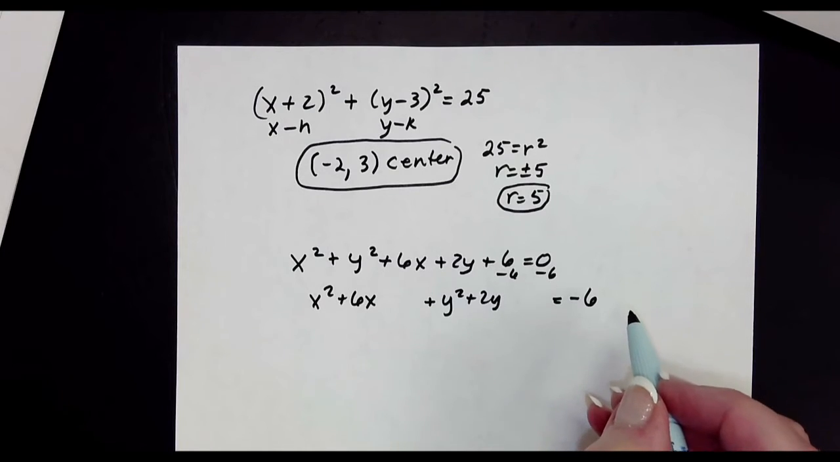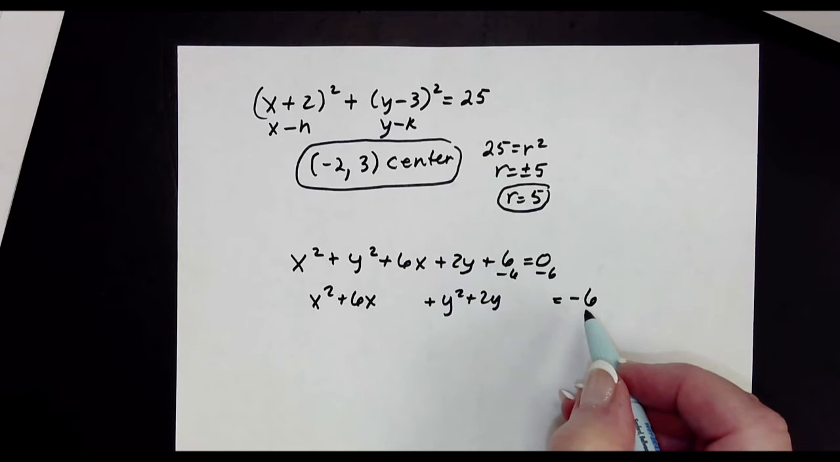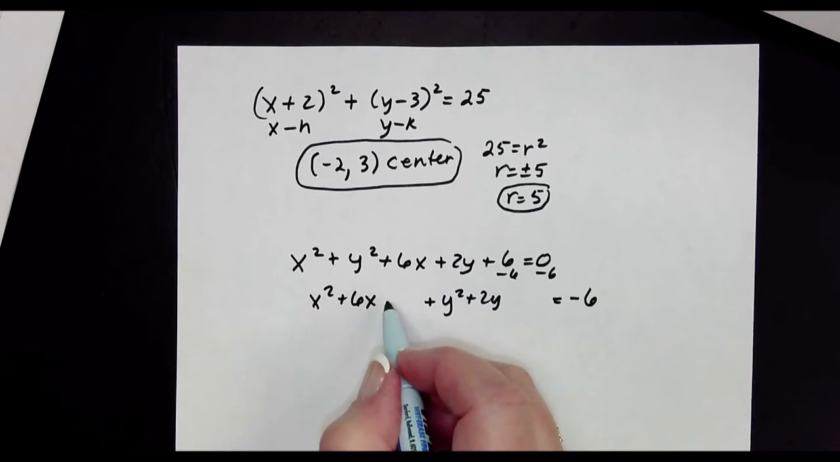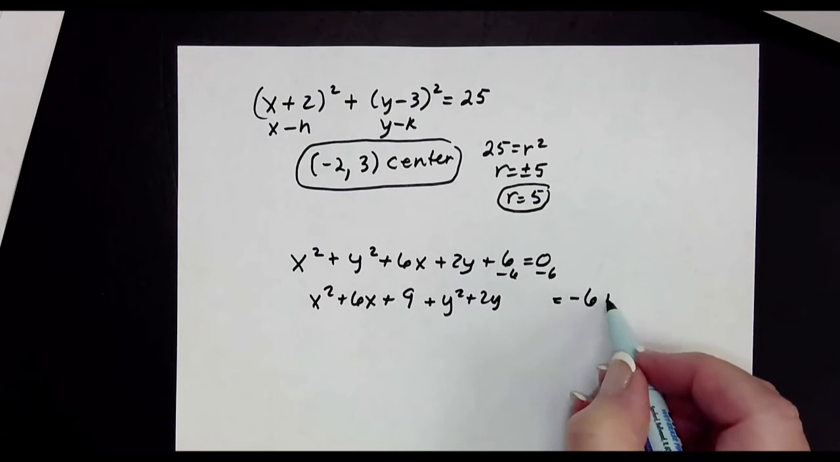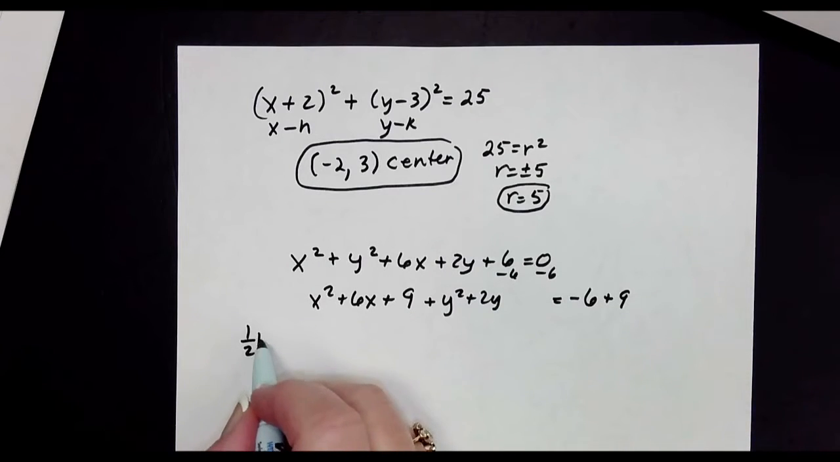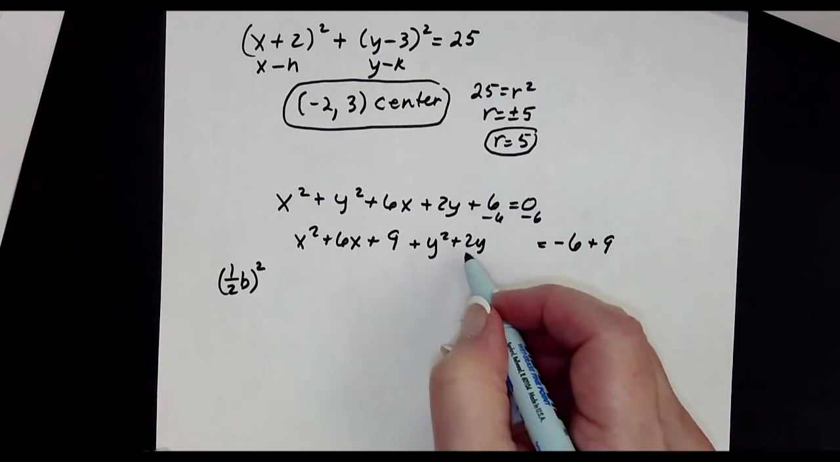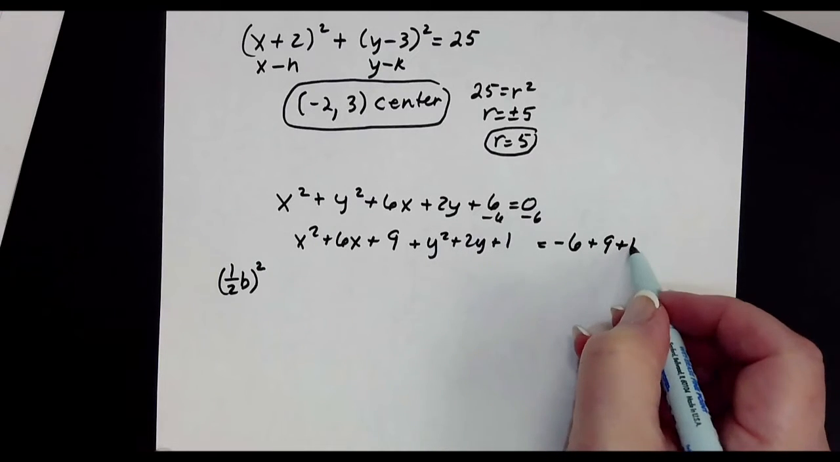So now we have that a is a 1, which is good. And the second step was to take c to the other side, which was the negative 6. Now we're going to take half of b. So this is our b. So half of 6 is 3. 3 squared is 9. So I'm going to add 9. If I add 9 on this side of the equal sign, I also have to add 9 on the other side. So we took half of b and squared it and added it to both sides. So now we've got to do it to the y. Half of 2 would be 1. 1 squared is 1. So plus 1 to both sides.